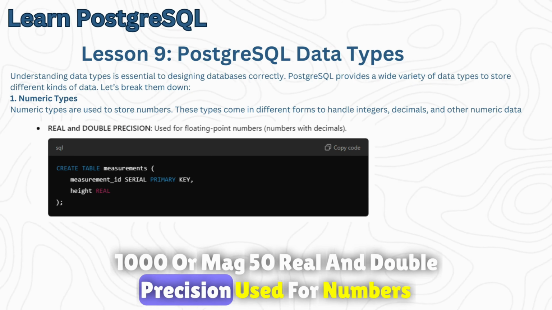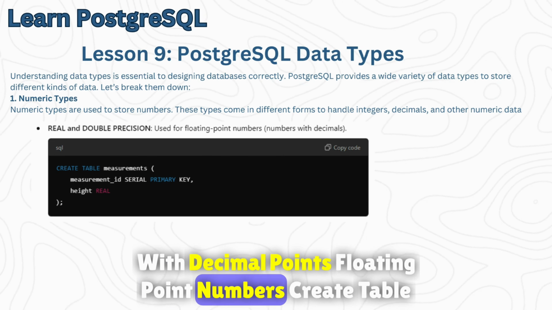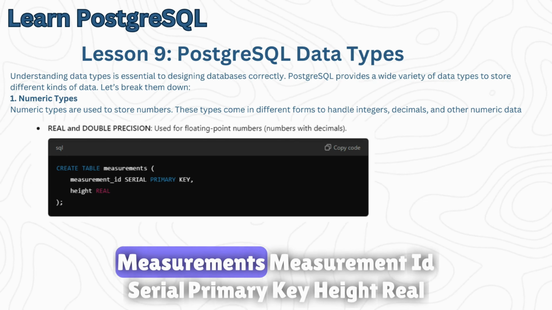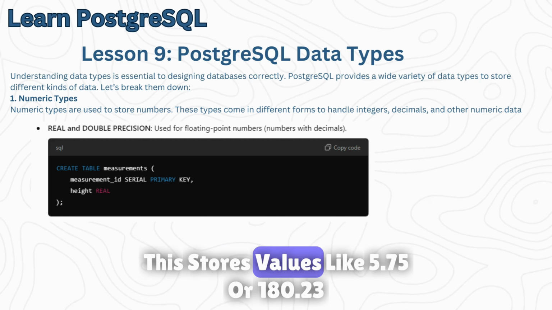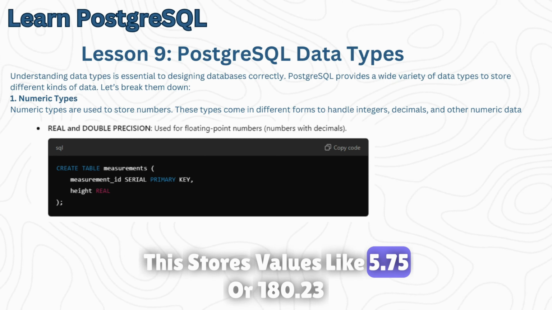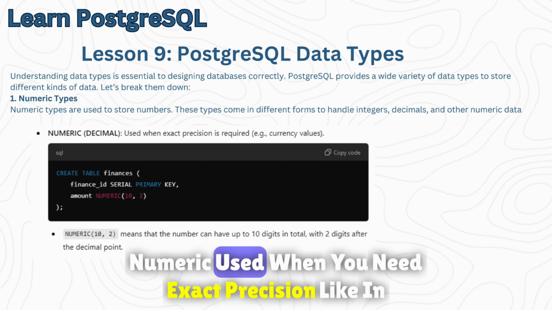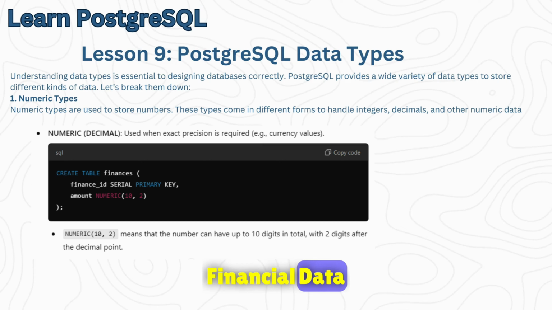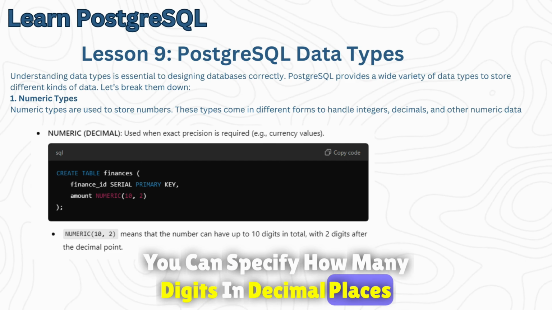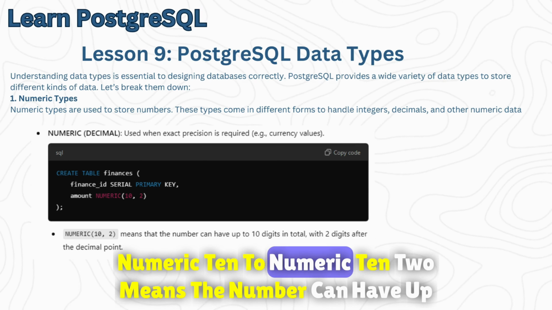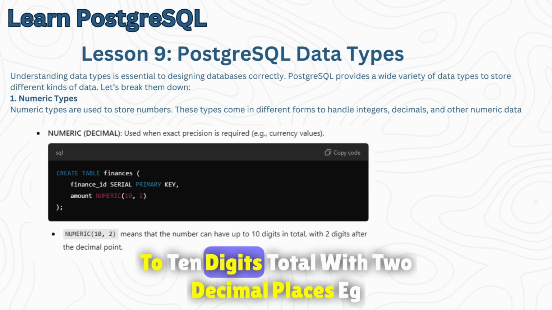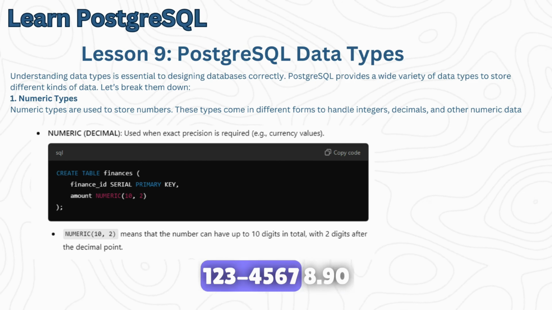Real and double precision are used for numbers with decimal points, floating point numbers. Example: CREATE TABLE measurements (measurement_id SERIAL PRIMARY KEY, height REAL); This stores values like 5.75 or 180.23. Numeric, or decimal, is used when you need exact precision, like in financial data. You can specify how many digits and decimal places. Example: CREATE TABLE finances (finance_id SERIAL PRIMARY KEY, amount NUMERIC(10,2)); NUMERIC(10,2) means the number can have up to 10 digits total with 2 decimal places, e.g. 12345678.90.